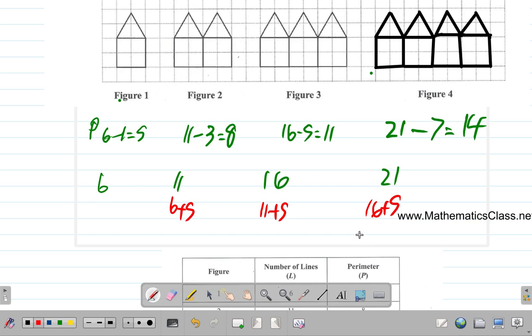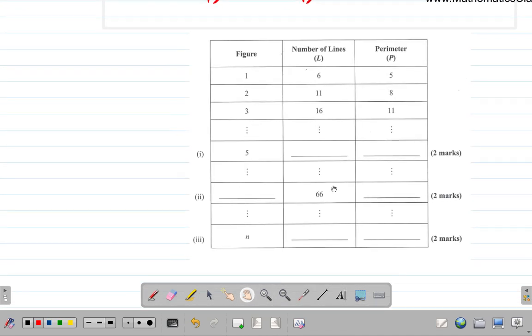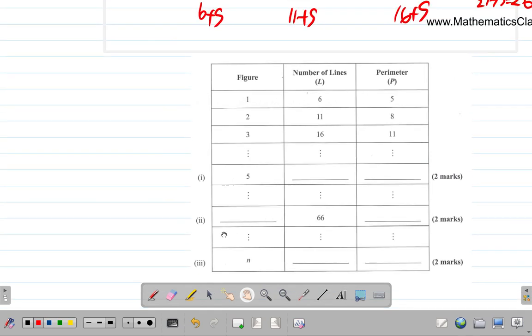Alright. So, what does that mean? Figure 5 now would have to be 21 plus 5, and 21 plus 5 is 26. So the number of lines would be 26. So for figure 5, the number of lines, based on what I say so far, would be 26, right? You follow the pattern. Now about the perimeter.